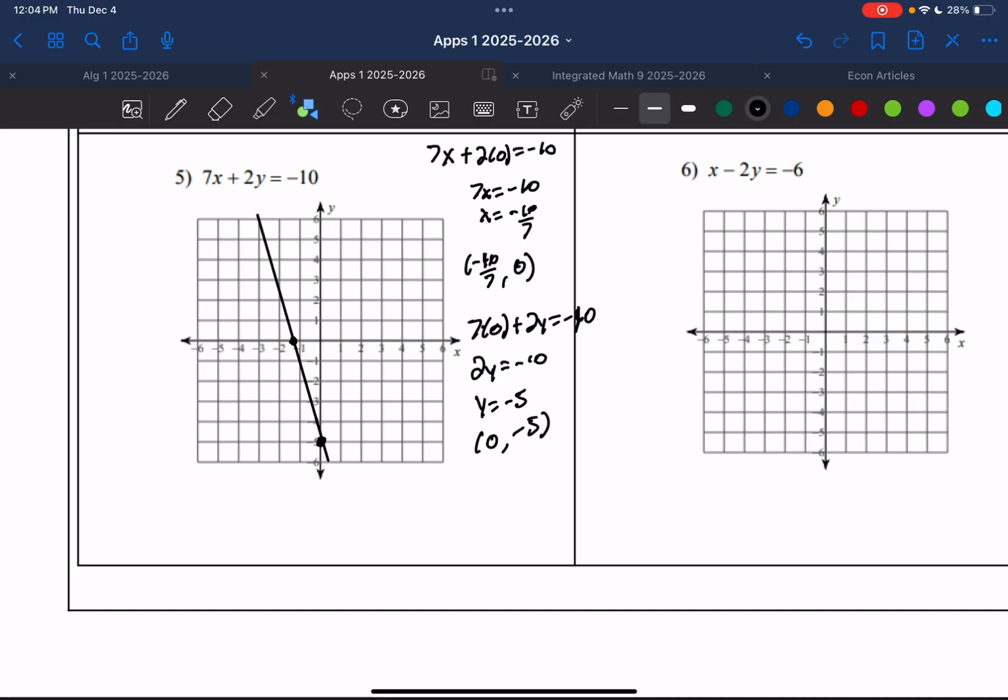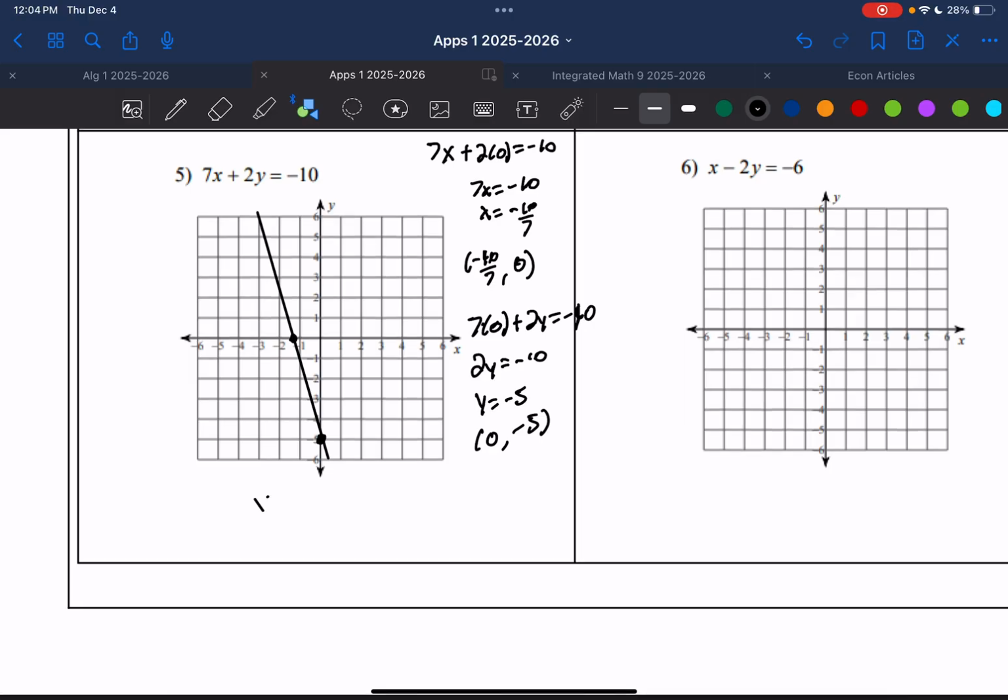And if you converted that to slope-intercept form, you would end up with something that looked like y is equal to -7 over 2x minus 5. And that seems pretty reasonable for what we ended up with there. As you see, we have a point right there, and that would be starting at -5, going up 7 and left 2. So yeah, I think that works out.